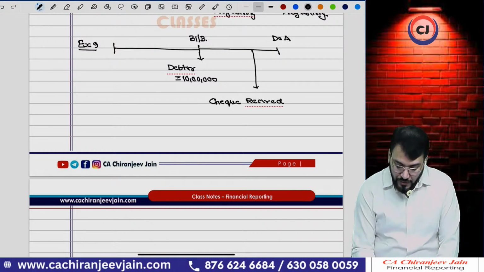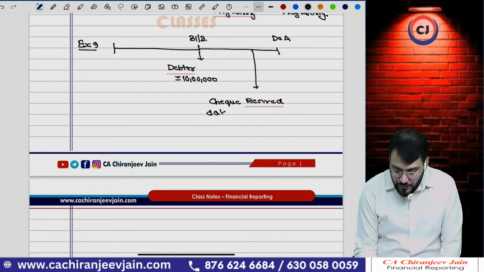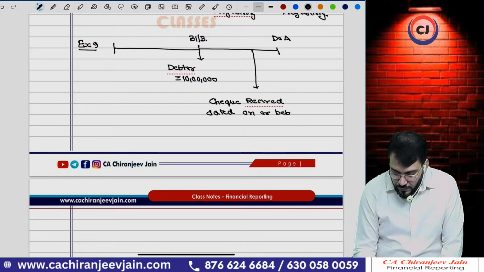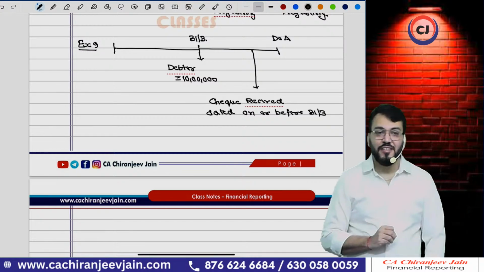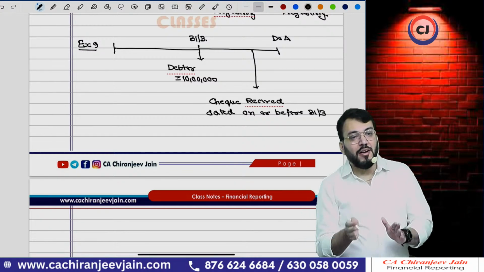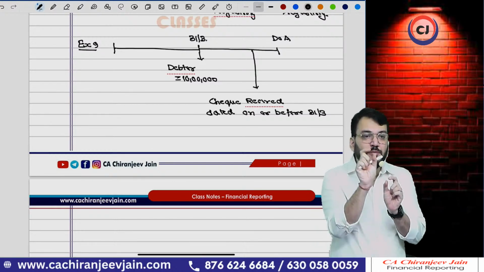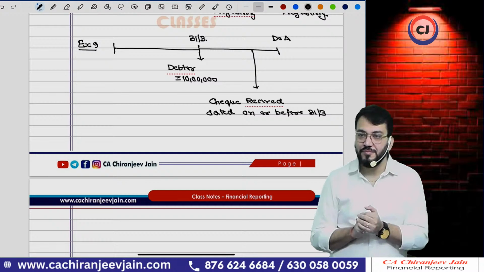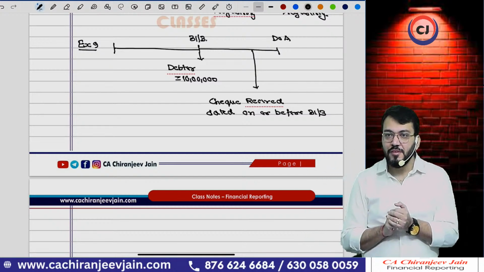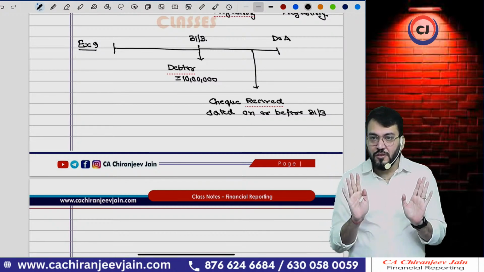Check received dated on or before 31st March. Correct? Means check received after what? Reporting date. But the date of check is what? 31st March or before 31st March? Have you understood? Correct? Got this point?